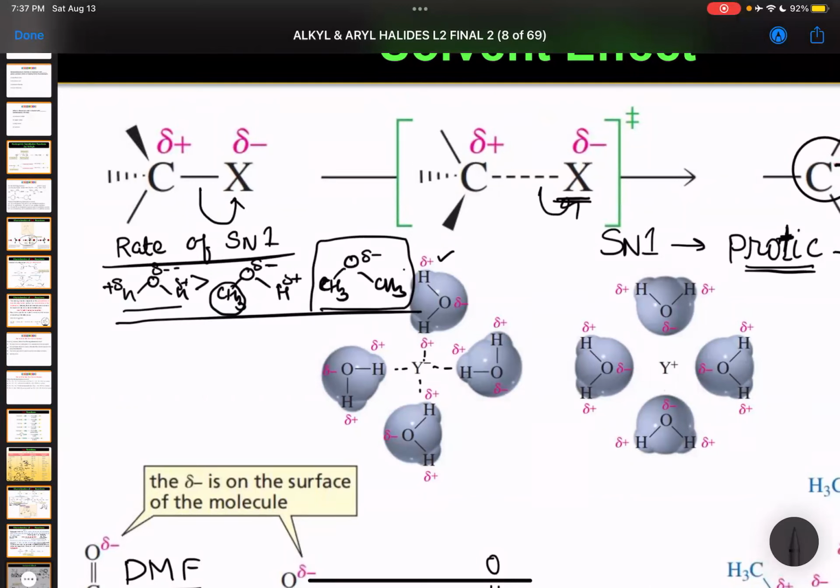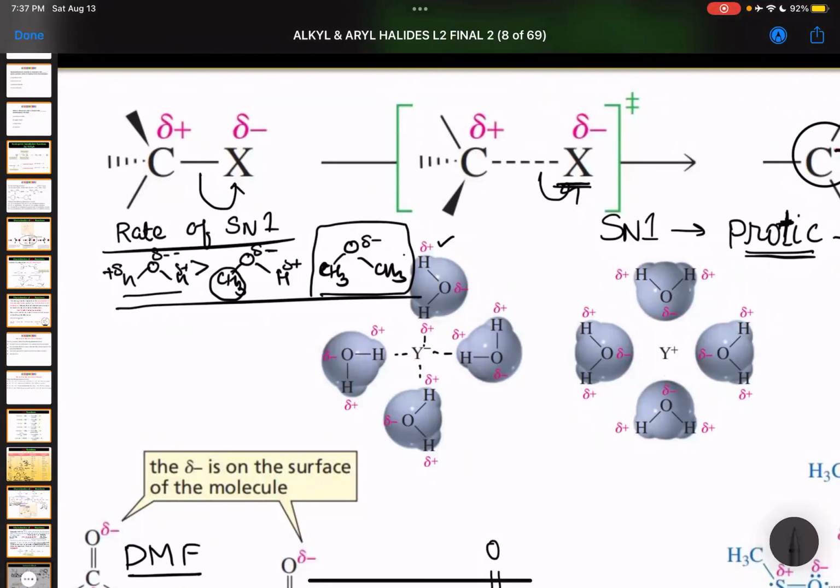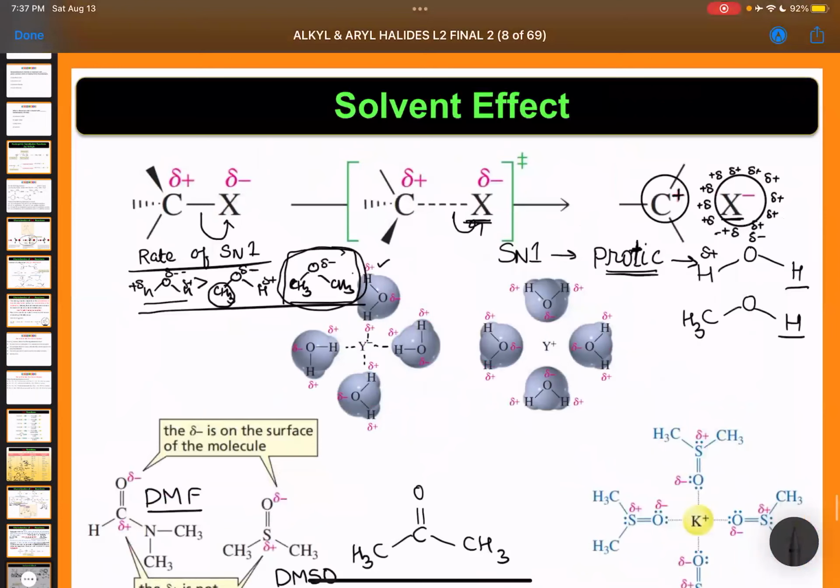Aprotic means the solvent doesn't have a proton connected to oxygen or another electronegative atom. If this X minus comes out in an aprotic solvent, imagine what will happen if you put it in a sea of negative charges. This X minus is already very negative, and if we put it in a solvent which is already having a negative charge, the plus charge is not exposed. So this minus will become too unstable to stay away from the substrate. It will go and get back to the substrate and join back. That's how the solvent plays a very important role.